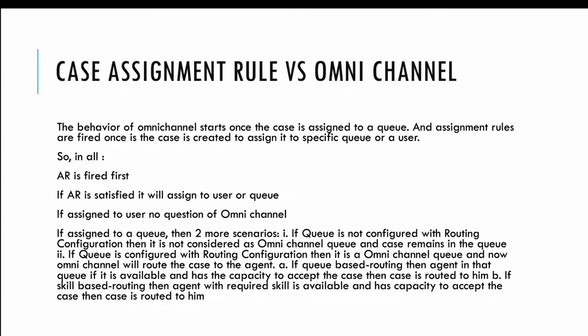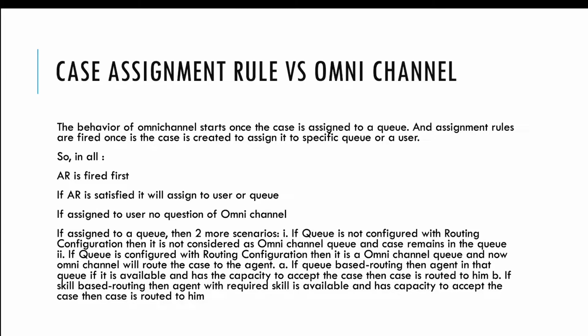The behavior of omni-channel starts once a case is assigned to a queue, and assignment rules are fired once a case is created, to assign it to a specific queue or a user. So I would say once the assignment rule is run after the creation of a case, it is assigned to a queue. But from queue to a specific user, omni-channel has to intervene, and based on certain criteria, it will assign it to a specific agent.